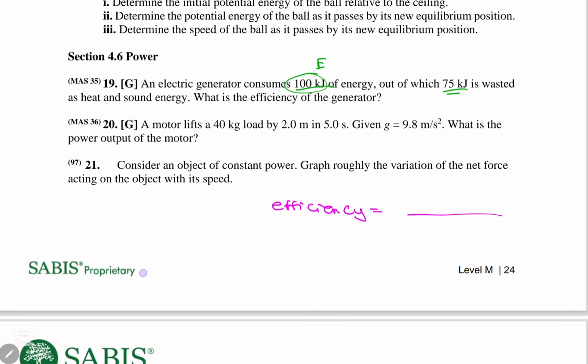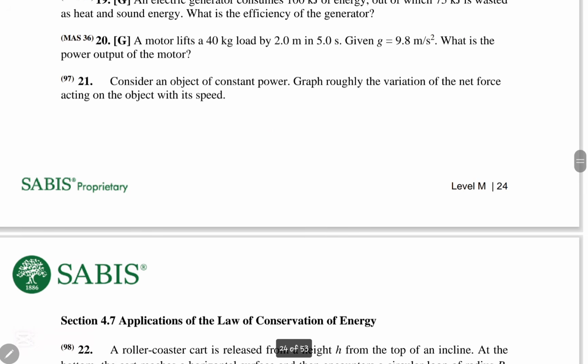It's going to be the used energy over the total energy, of course, times 100%. Since 75 is wasted, that means only 25 is used. So it's going to be 25 that were used over the 100 total times 100. This will give us 25% as an answer. This is the efficiency of the generator.